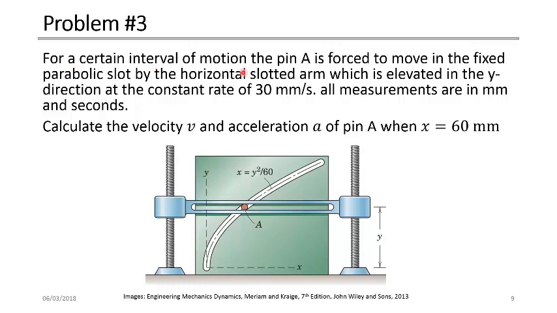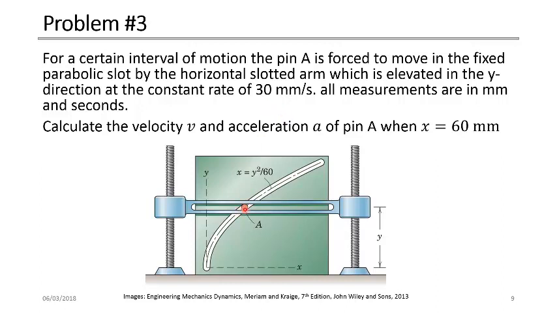So for a certain interval of motion, the pen A is forced to move in the fixed parabolic slot by the horizontal slotted arm, which is elevated in the y direction at the constant rate of 30 millimeter per second. We see that the arm moves in the vertical direction with a constant speed. Because it takes the pen with it when it moves in the y direction, the velocity of the pen in the y direction is the same as the arm.